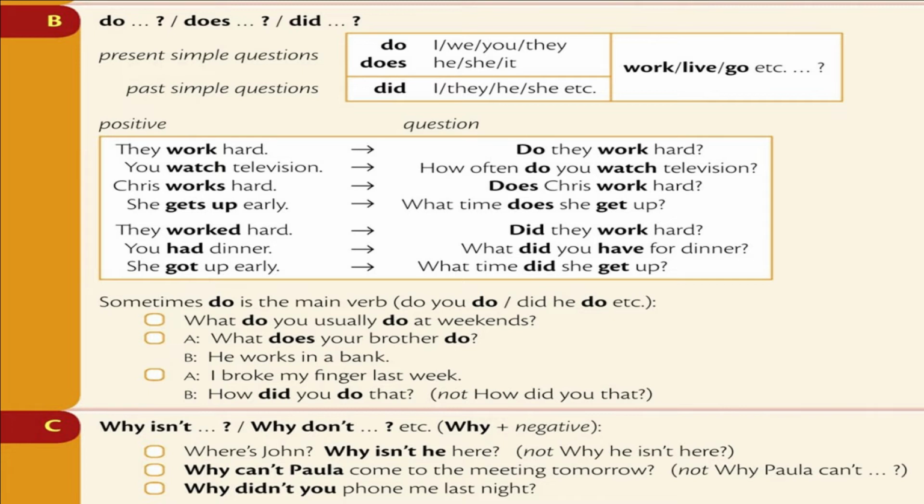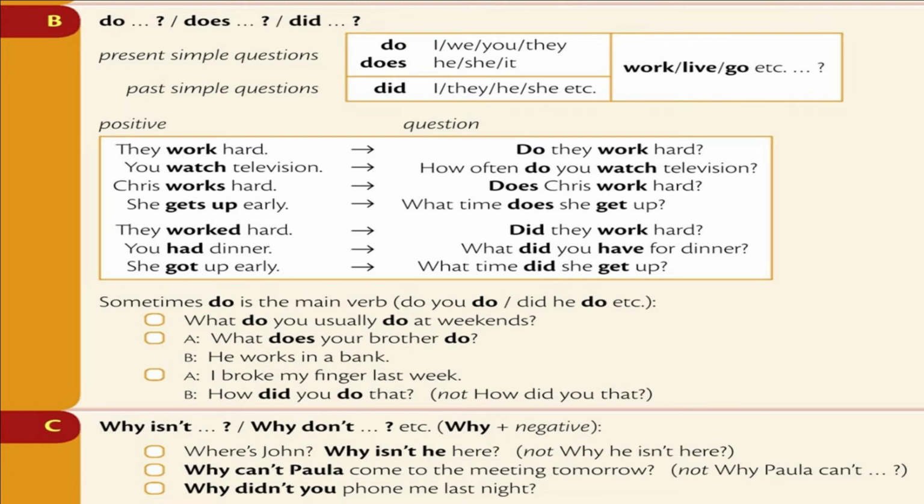Sometimes do is the main verb. Do you do? Did he do? Etc. What do you usually do at weekends? A: What does your brother do? B: He works in a bank. A: I broke my finger last week. B: How did you do that?